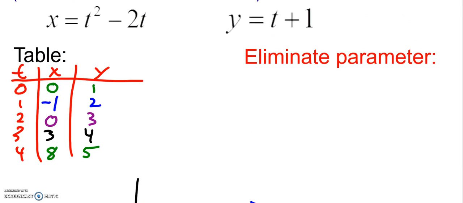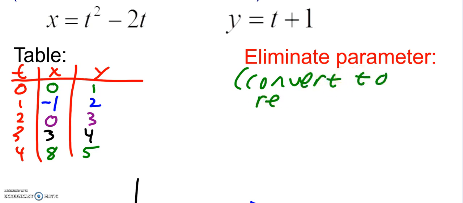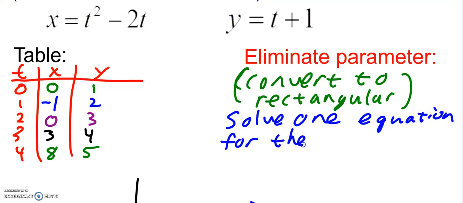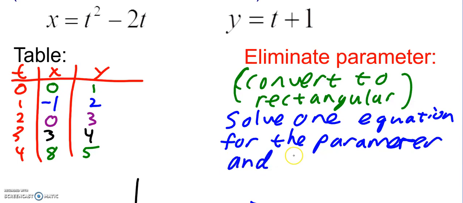Okay, what does it mean to eliminate the parameter? Great question. Eliminate the parameter means convert to rectangular. So rectangular is what we're used to, just an equation in terms of x and y. How do we do this? Great question as well. We are going to solve one equation for the parameter and substitute.